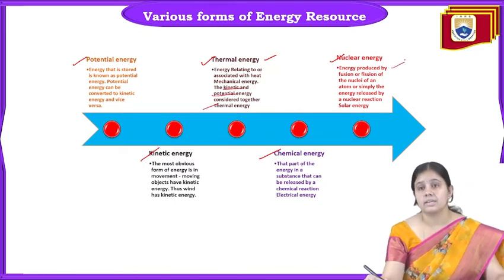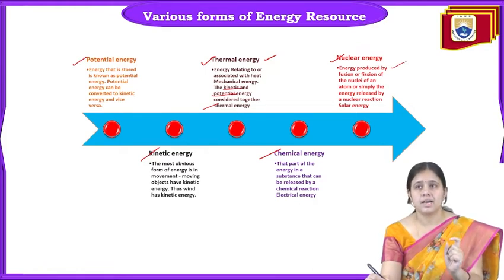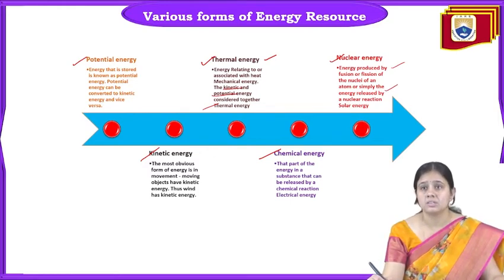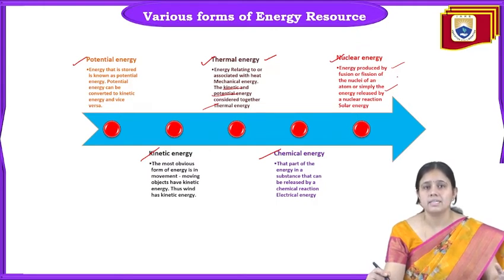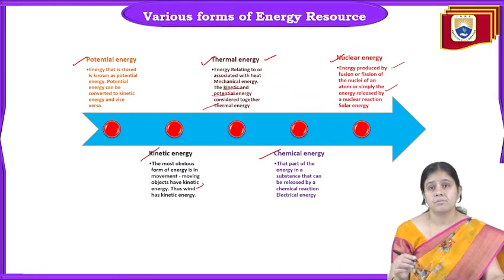Now we come to nuclear energy. Energy that is produced by fusion or fission of the nuclei of an atom, or simply the energy released by a nuclear reaction, is called nuclear energy, just like solar energy. Now we come to kinetic energy. Kinetic energy is that which is moving, and it is a very common form of energy. The best example of kinetic energy is wind. Wind is moving all the time, so it has kinetic energy, and that's why we use kinetic energy from wind power, the windmill.